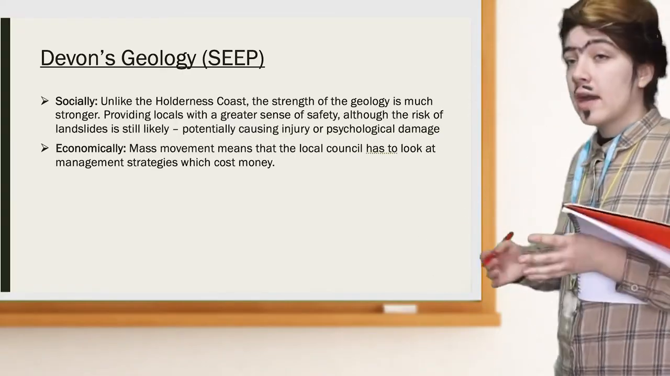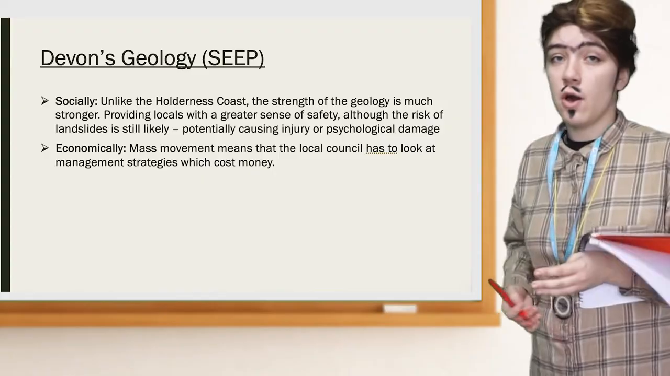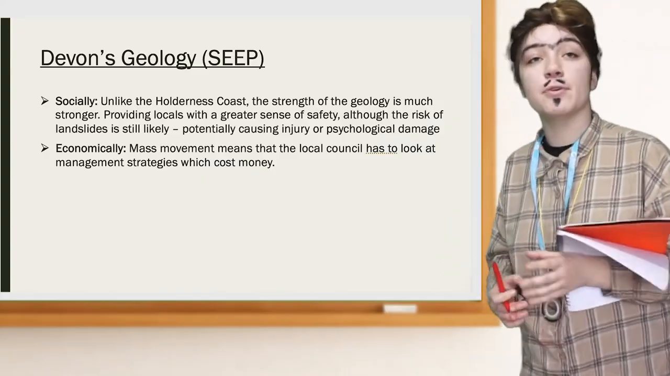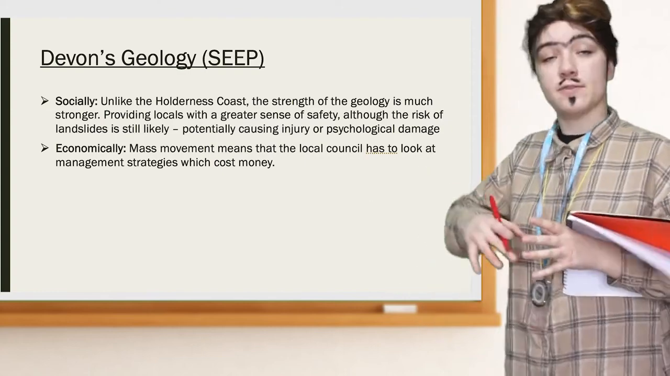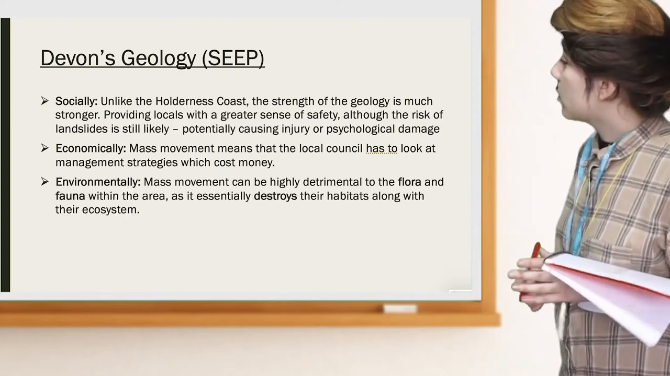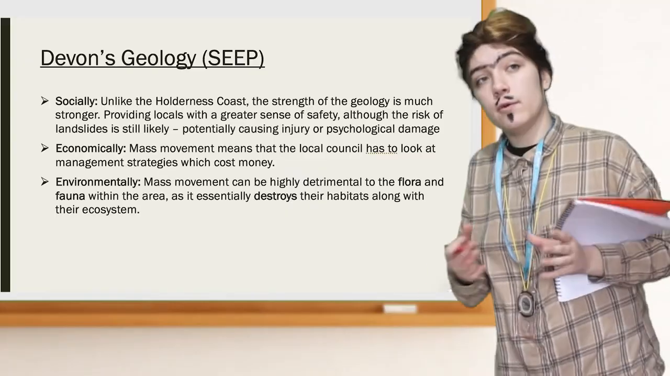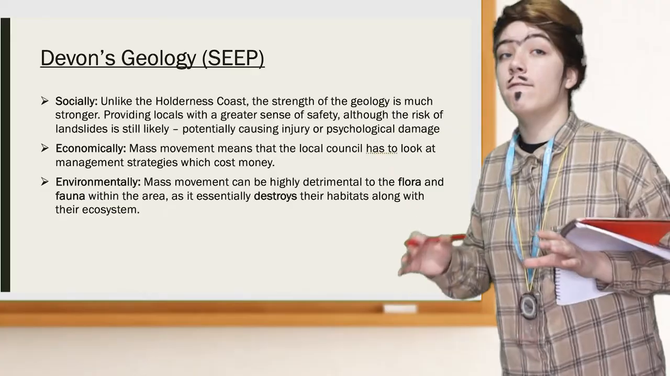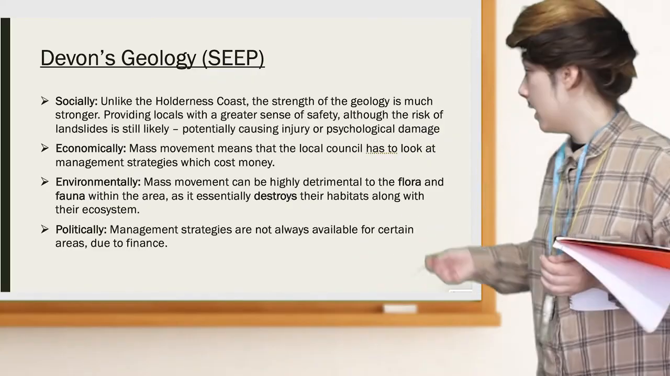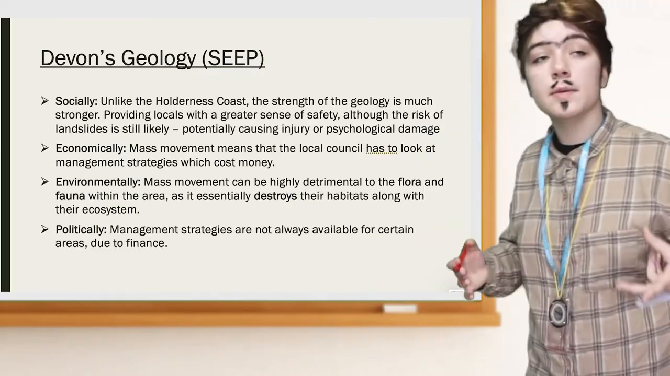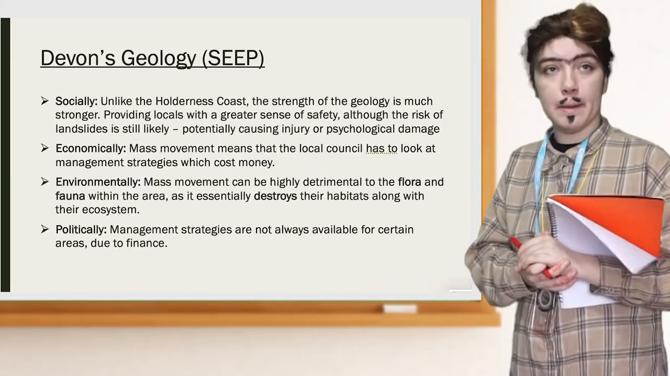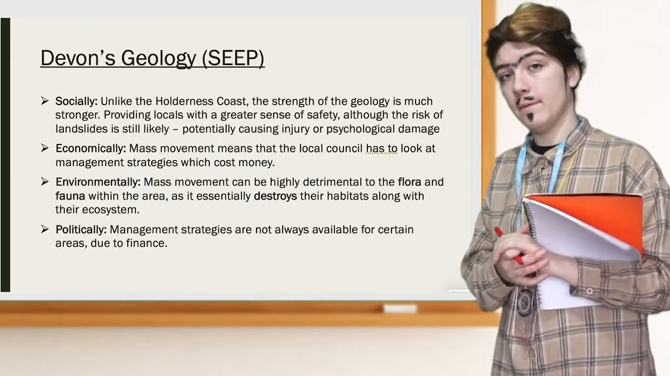We've also got the economic aspects. This is the exact same as the Holderness coast, except it's a little bit more affordable because all you have to do is put some nets upon the coast to prevent the rocks from crumbling down. We've also got, again, the environmental impacts. The flora and fauna are greatly affected, not as much as they would be at the Holderness coast, but they're still affected. And again, political, there's all the argument of where should these coastal strategies be put? Should there be signs in particular places to help the people?